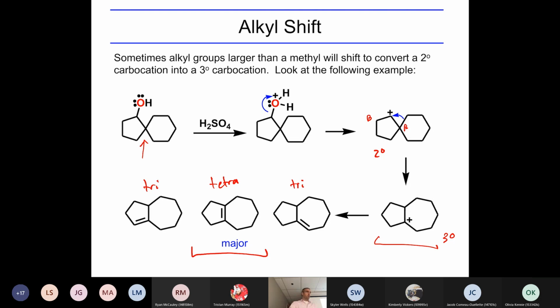So we're going to look at more examples of these on Monday. We're going to go through all the gory details of these alkyl shifts. These are probably the most complicated thing in the whole unit so far.